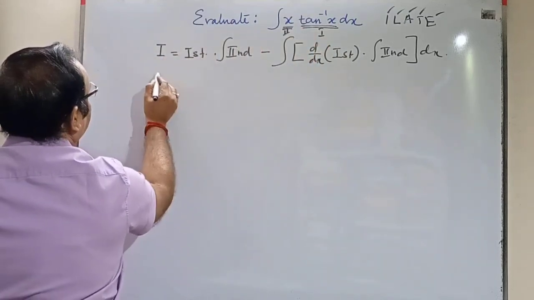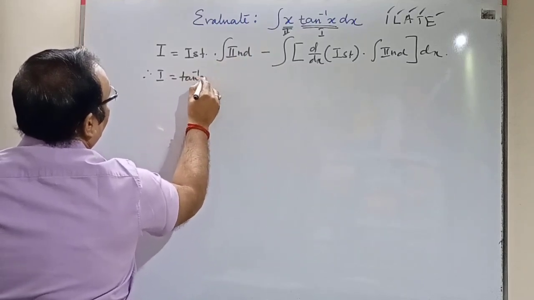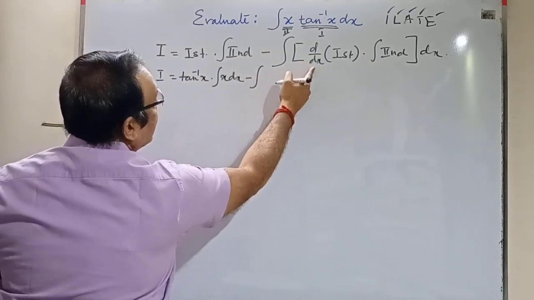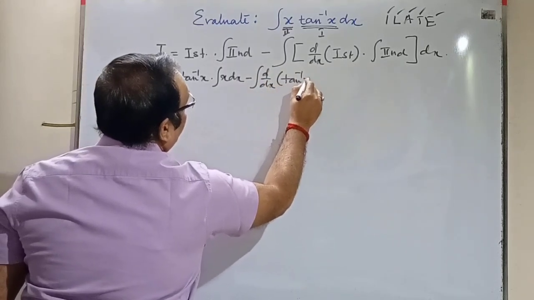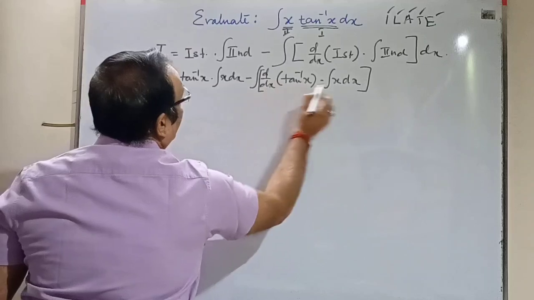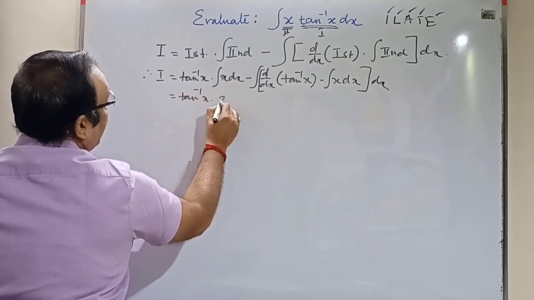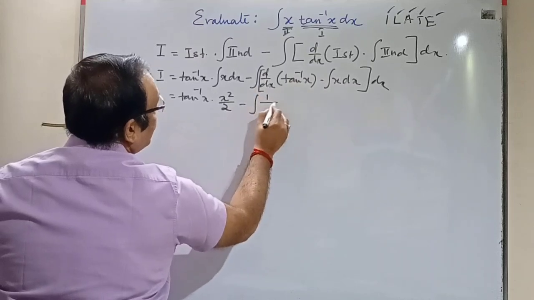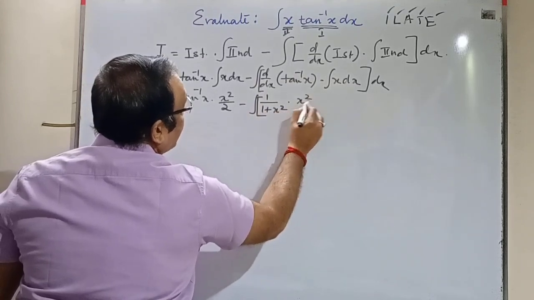So now, going by the sum, I will be equal to first function, tan inverse x, into integration of the second function, that is x dx, minus whole integration of d/dx of the first function, so d/dx of tan inverse x, into integration of the second function, x dx, whole dx. So tan inverse x as it is, integration of x dx will be x square by 2, minus whole integration of d/dx of tan inverse x, which is 1 by 1 plus x square, into integration of x dx, which is x square by 2.